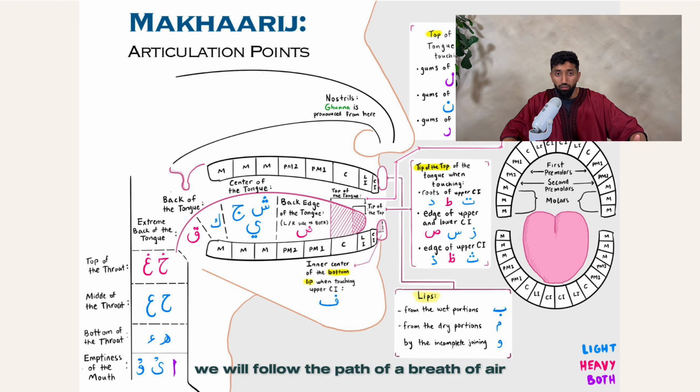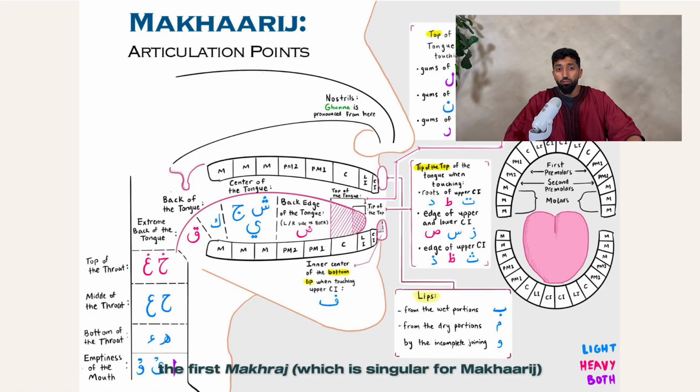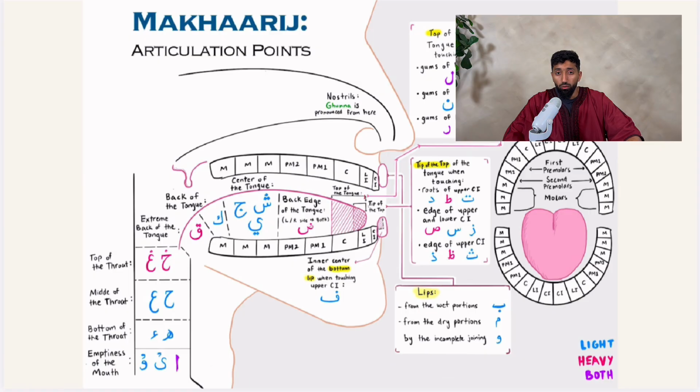We will follow the path of a breath of air, which starts from the chest to the throat, all the way from the back of the mouth to the front of the mouth, and then out through the lips. The first makhraj, which is singular for makharij, is the emptiness of the mouth and throat. So the letters that come from here are waw sakin, ya sakin, and alif.